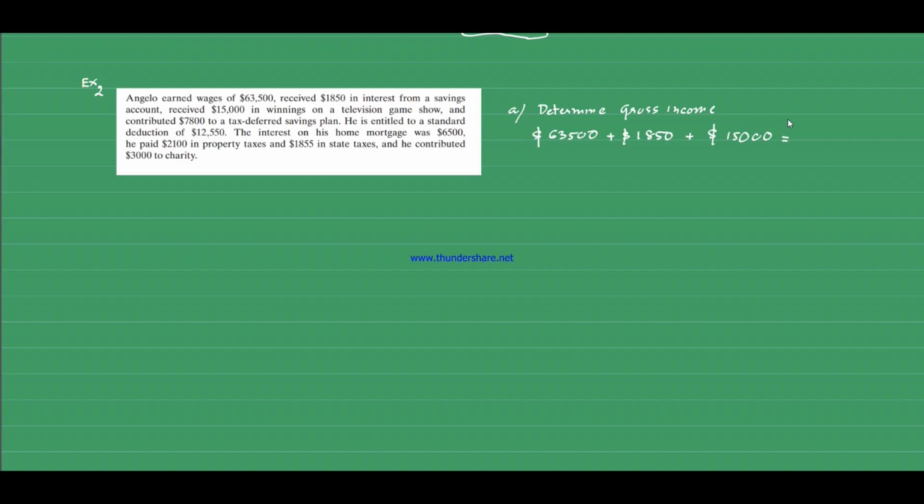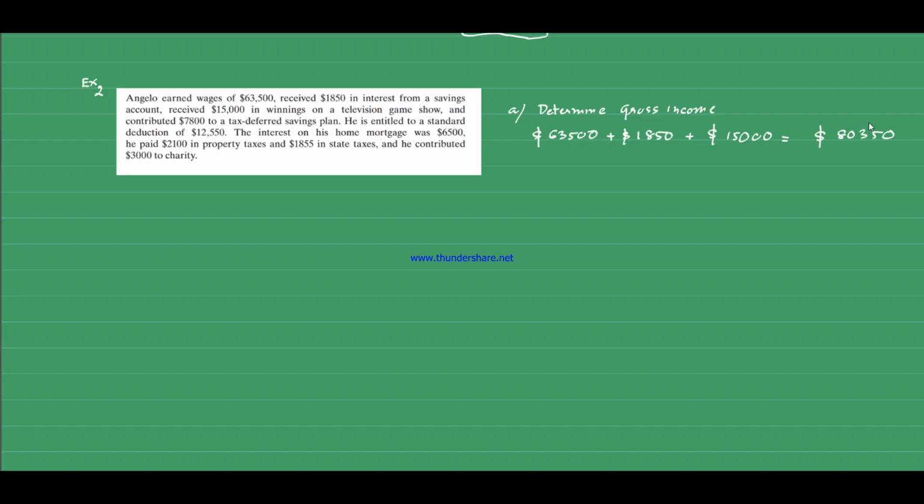Put this into the calculator, and I have to use the calculator too, guys. 63,500 plus 1850 plus 15,000. Use the calculator with me, okay? Don't just copy it. Try to get used to the calculator. 80,350. Okay, so that's the gross income.